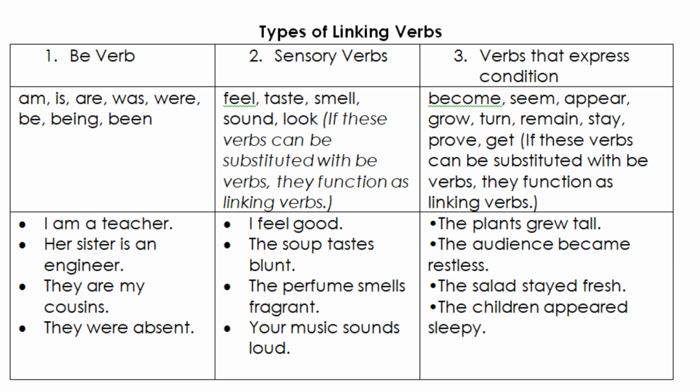These include am, is, are, was, were, be, being, and been. They link the subject directly to its identity or state of being. For example, I am a teacher. Her sister is an engineer. They are my cousins. They were absent. Each of these verbs simply connects the subject to what it is.